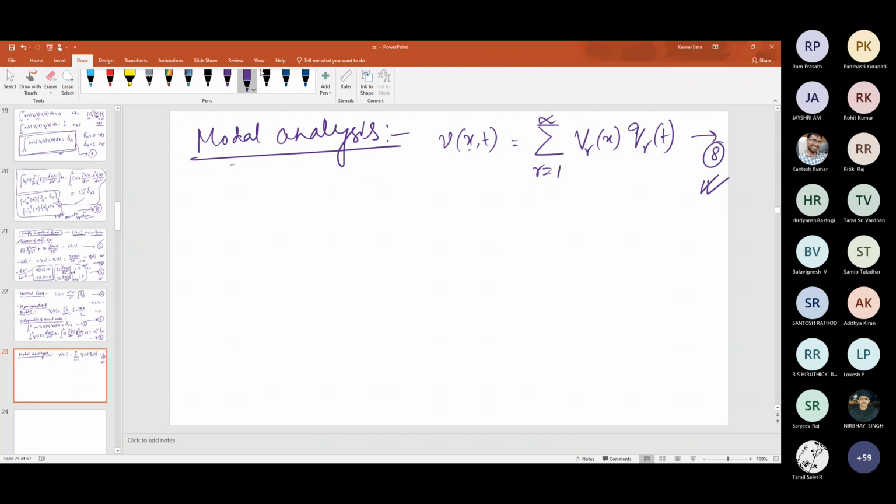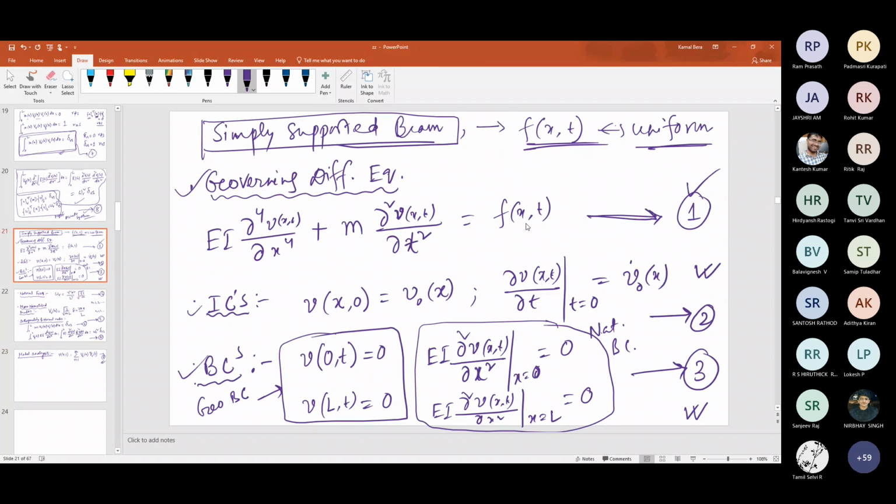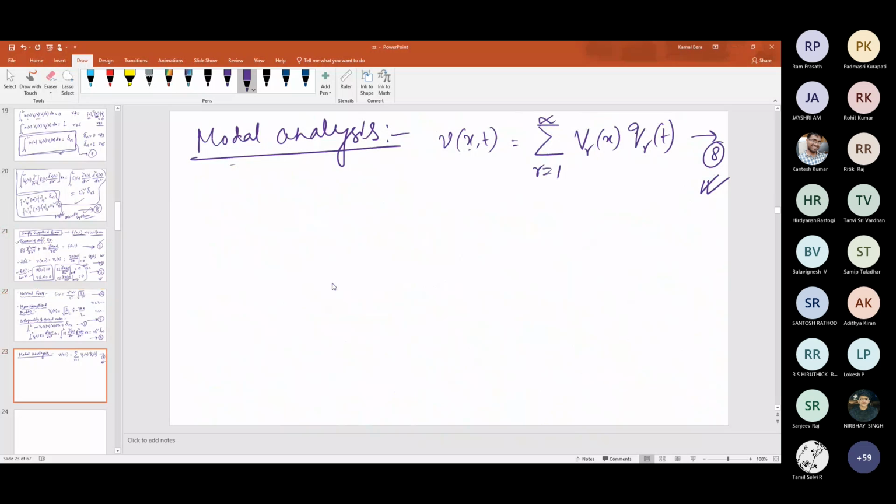Now I will substitute equation 8, because this is my assumed solution, in the governing differential equation, that is equation number 1. Please substitute it and tell me what you are getting. For your convenience, let me write the equation of motion: EI del 4 V(x,t) by del x4 plus m del 2 V(x,t) by del t2 is equal to F(x,t). Substitute this in here.